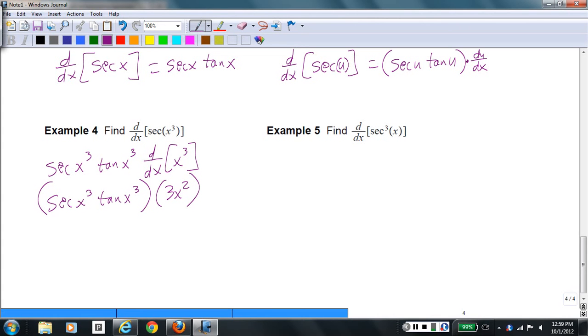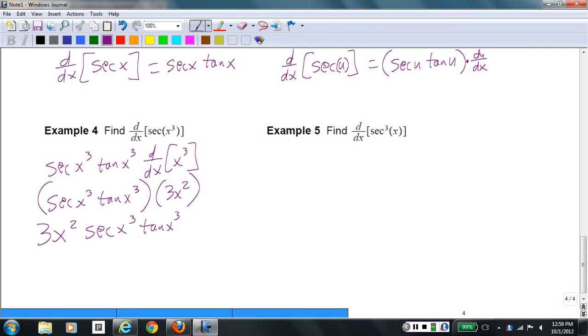Just so there's no confusion, we're taking the tangent of what? We're taking the tangent of just x cubed. If I shove the 3x squared up next to that, that could confuse things. So 3x squared secant x cubed tangent x cubed. If we didn't have the chain rule to tell us what to do, probably we'd have left off the 3x squared. But chain rule says multiply by the derivative of that u there.